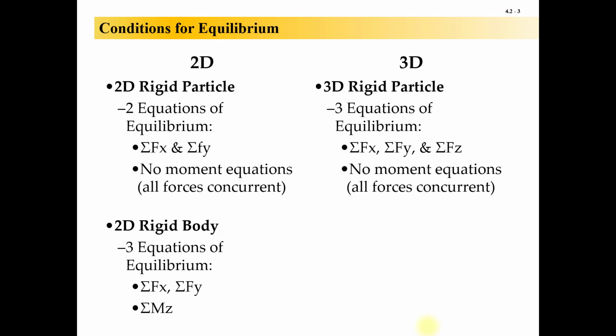And then in 3D, we had a 3D rigid particle, and it's similar to the 2D rigid particle, except that now we've added sum of forces in the z. There's still no moment equations. Everything's still concurrent through that one rigid particle.